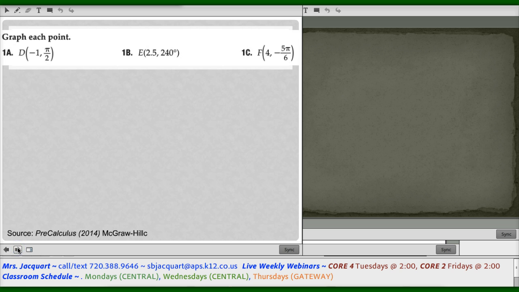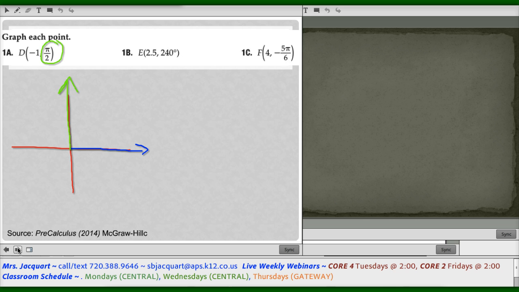All right, here we go. So we're going to graph each point. I don't have a grid on here, so I can just kind of grid it out. This is my initial side, and first we need to determine what my theta is. My theta is pi halves, so I'm going to go up pi halves, and that is where our point will lie.